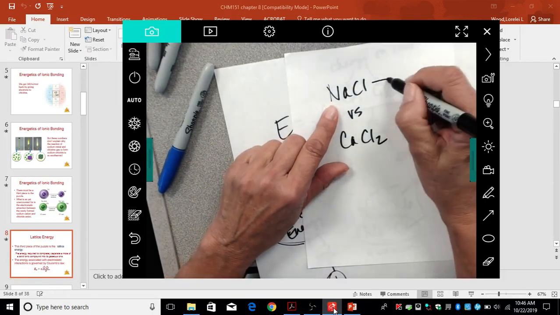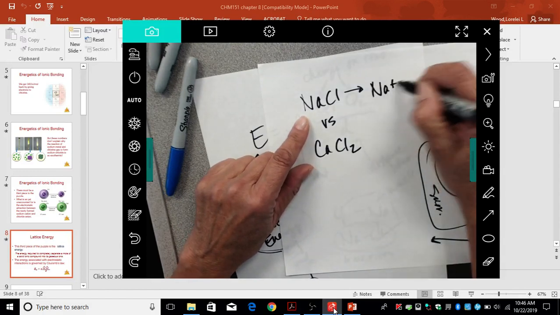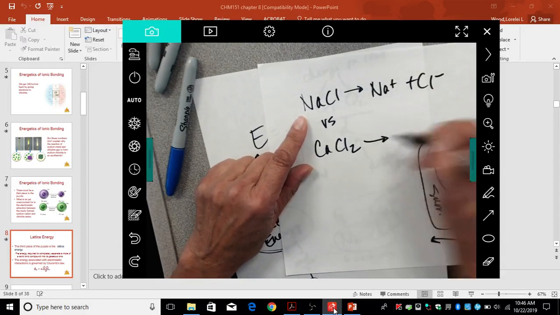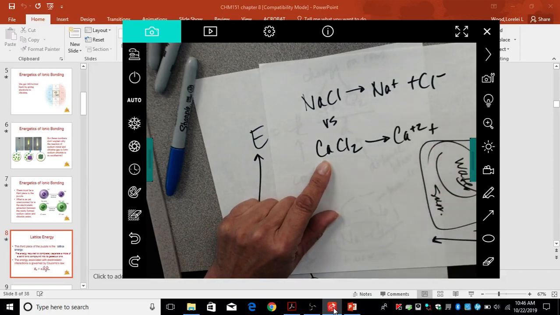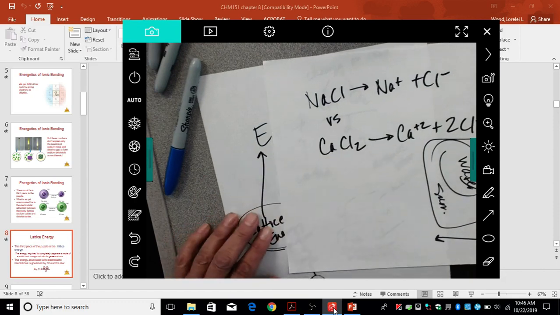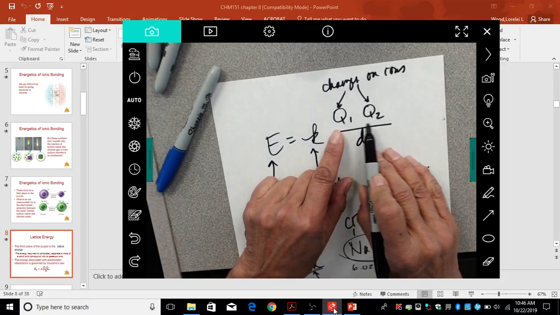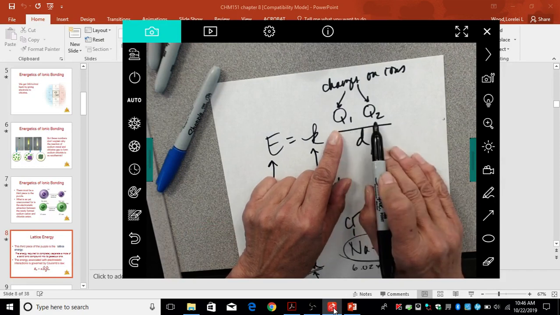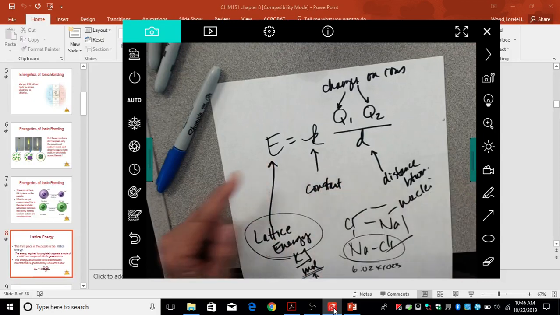When this breaks up, what are the ions that it's going to break up into? Na and Cl. What does this one break up into? Ca plus 2, and what else? And 2 of those Cl minuses. All right, so if we look back at the formula, the charges on the ions, if these numbers get bigger, what's going to happen to the overall lattice energy requirement? It's going to increase, right?